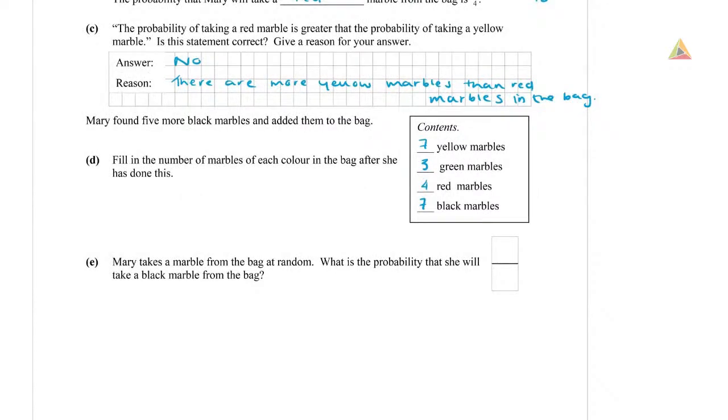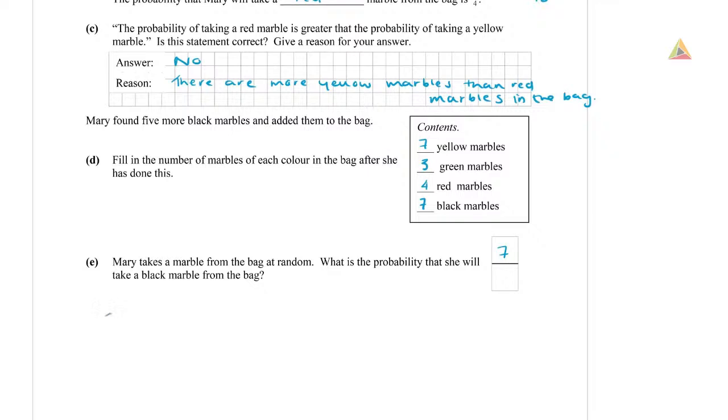Mary takes a marble from the bag at random. What is the probability that she will take a black marble from the bag? Okay, how many black marbles do we have? We have 7. Now, how many marbles do we have in total this time? So that changes. We need to add up the total amount of marbles that we have.